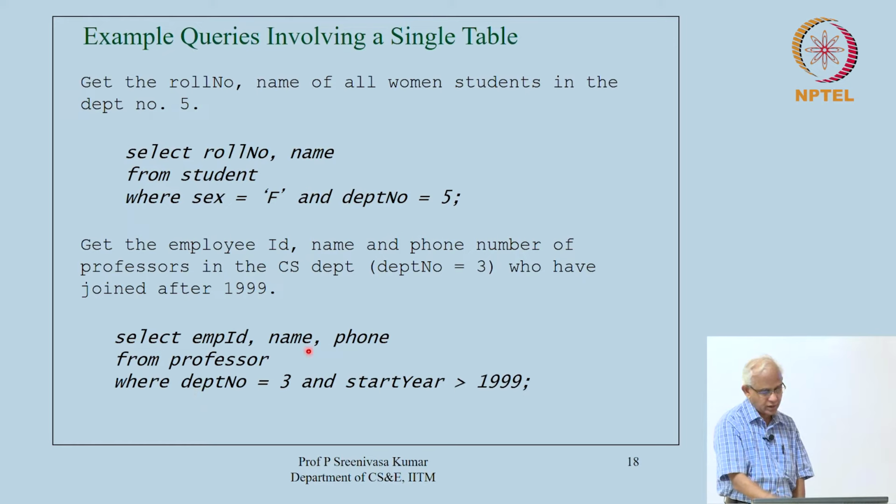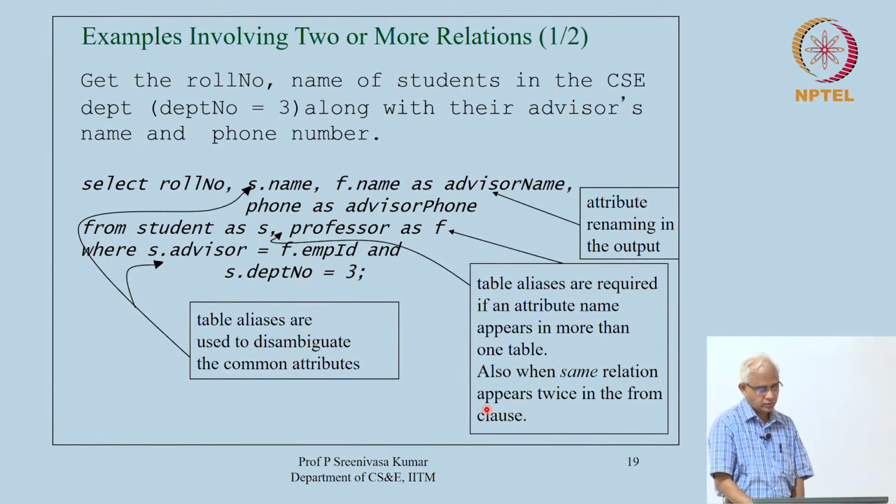Select employee ID, name, phone, that is what is asked for, from professor where department number equals 3 and start year is after 1999. Okay. Now, here is another query where a lot of points need to be illustrated. So, we have put lots of boxes around. So, let us read the query.